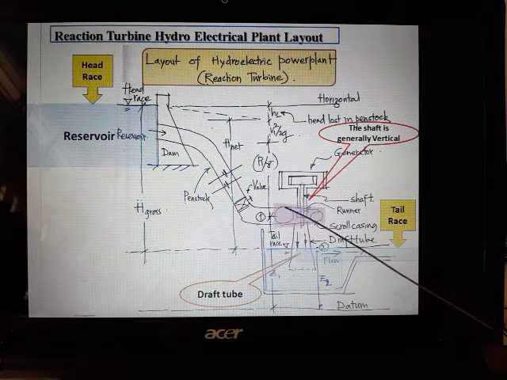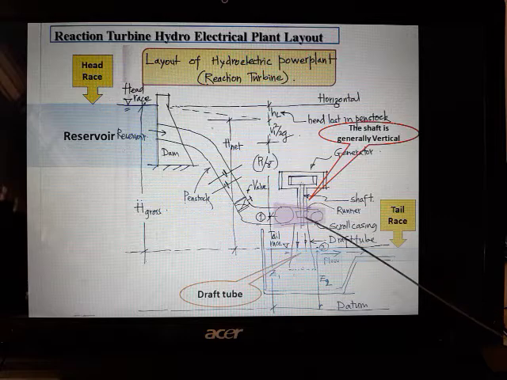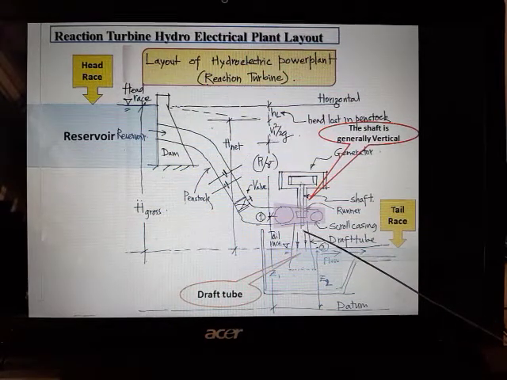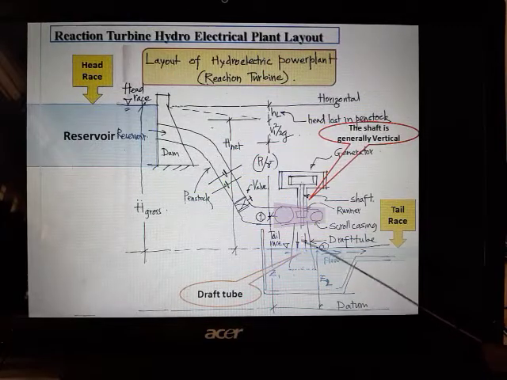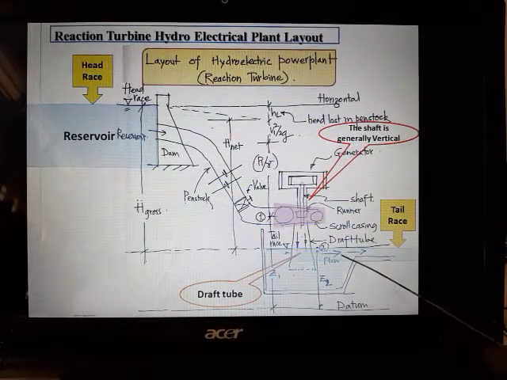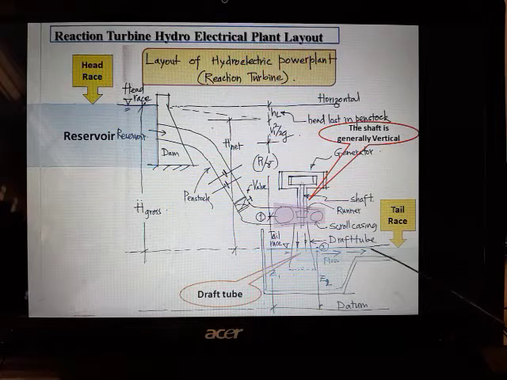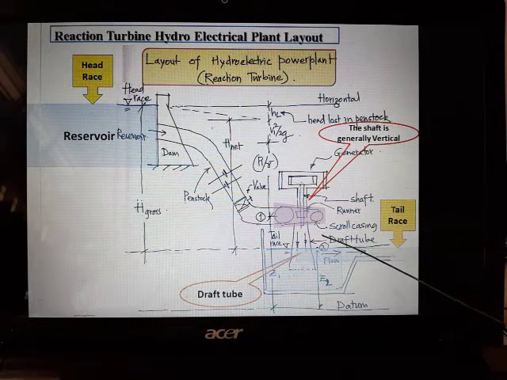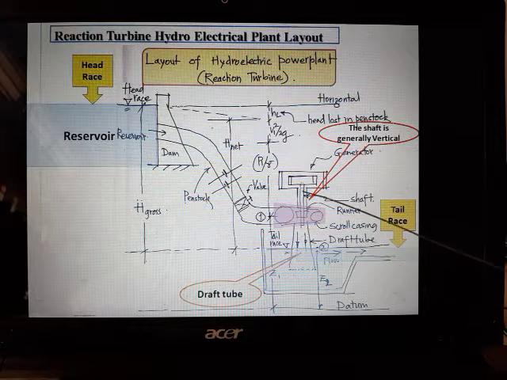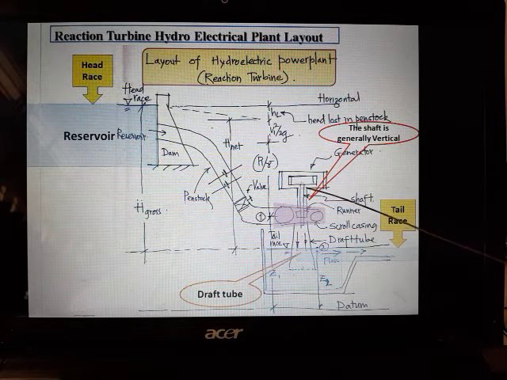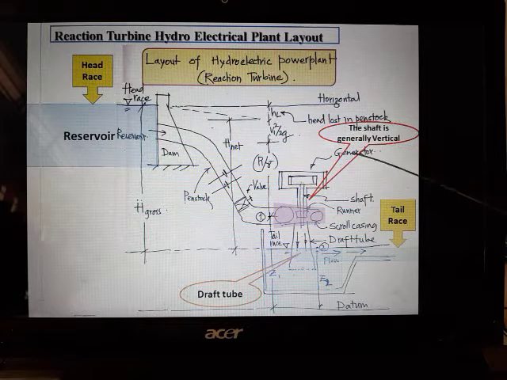There is one bigger circle and one smaller circle, which shows a scroll casing, and then at the bottom there is a draft tube where the water goes out and joins the tail race. Tail race is nothing but the water level after working on the turbine, whatever level the water reaches, that is known as tail race. Now, in a reaction turbine, generally there is a shaft that is vertical in nature.